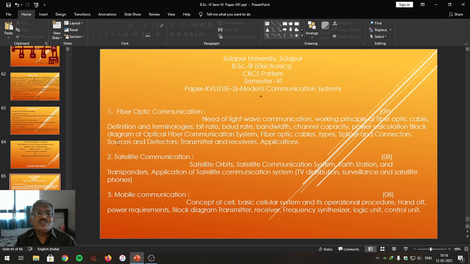After that, we are going to study the second topic, that is satellite communication. Friends, you are well aware of the meaning of satellite since 12th standard.